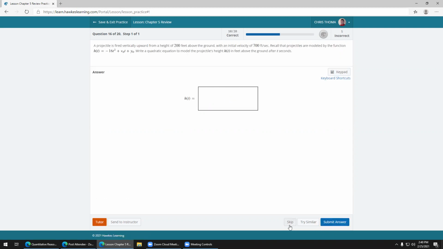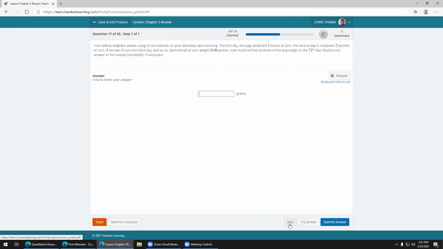Here's another one where you just put in the numbers. So let's see. A neighbor places a bag of corn kernels on his doorstep each morning. The first day, the bag contains 1 kernel. The second day contains 2 kernels, 4 kernels on the third day, and so on. Each kernel weighs 0.6 gram. How much will the bag weigh on the 21st day? So this should be exponential, right? Because the first day, the bag contained 1 kernel, so 1 is 2 to the 0 power.